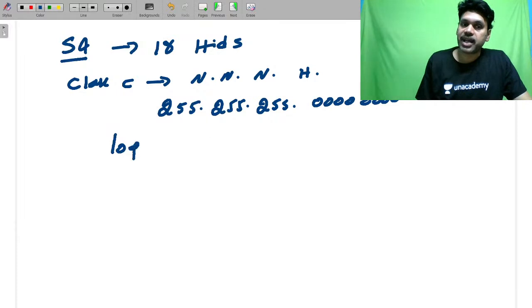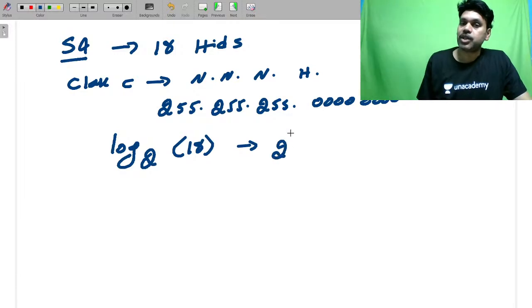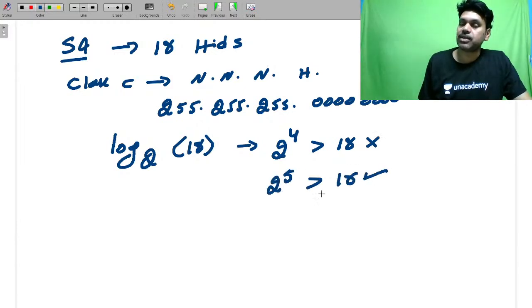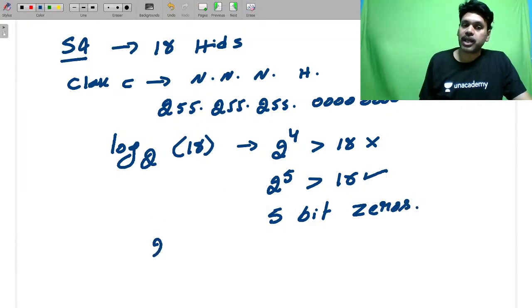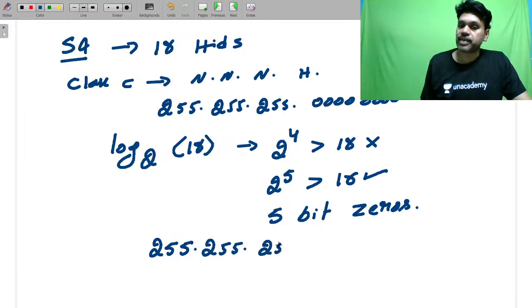Now 18 HIDs I need. So log base 2 of 18, which is nothing but 2 power 4, is not greater than your 18. So we want to go for a higher one. 2 power 5 greater than 18. So as it is like previous, I am taking 5-bit zeros. Therefore, your new mask is 255.255.255. You reserve 0 bits, only 5. So rest of the HID bits are going to be converted into ones, which I am calling as subnetting.